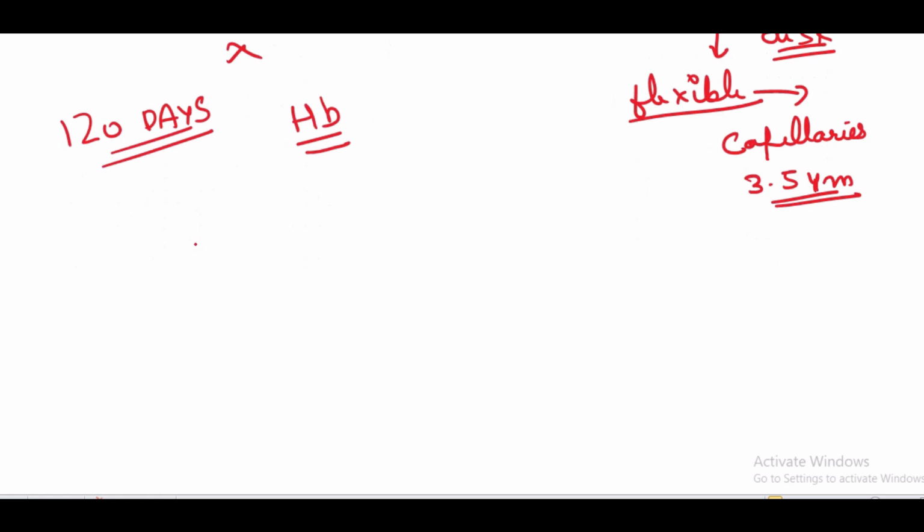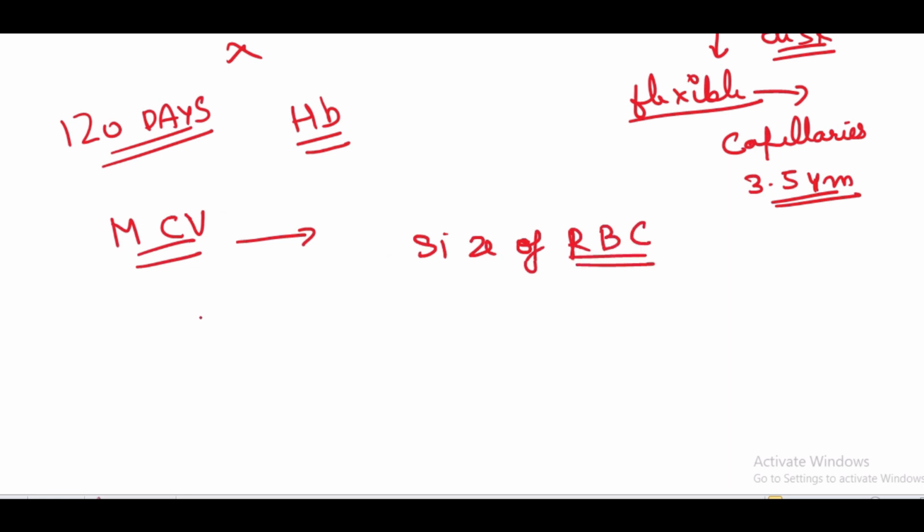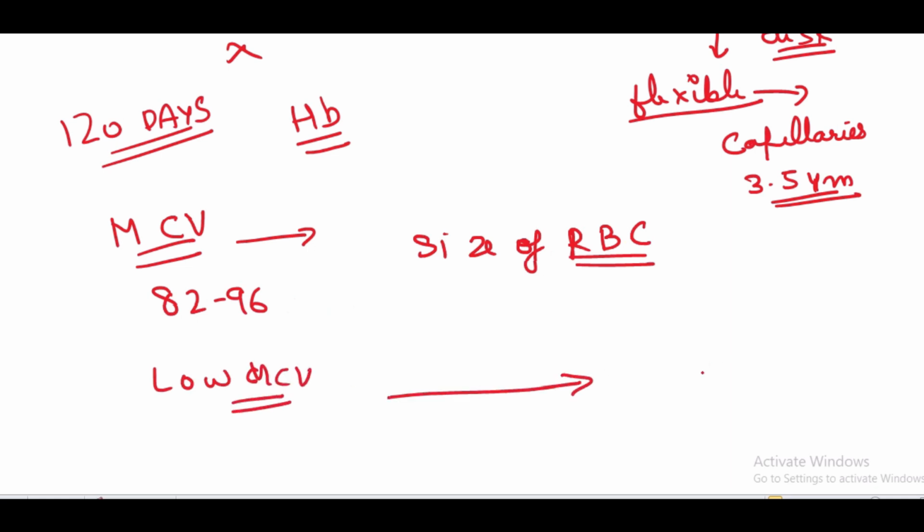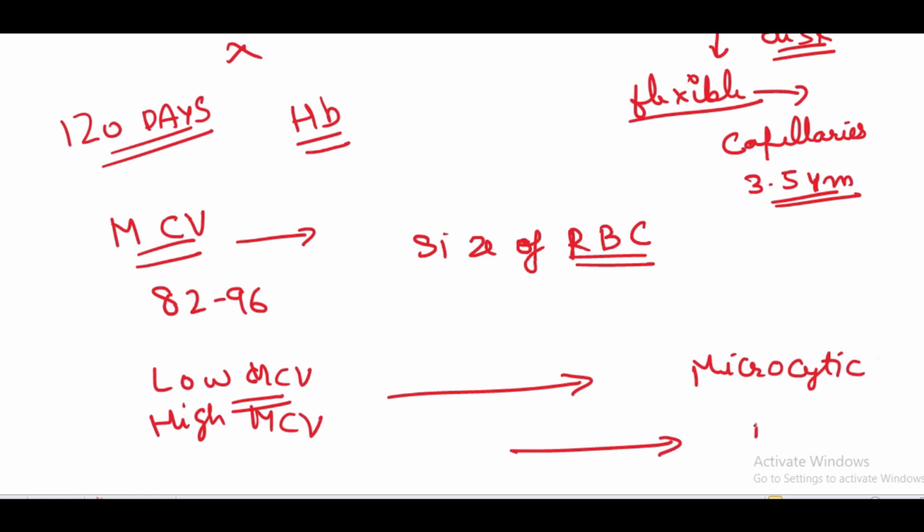Now let us discuss some red cell indices. The first is the mean cell volume. What is that? The average size of a red blood cell. Its normal value is 82 to 96 cubic micrometer. Low MCV indicates that the red cells are usually smaller than normal, that is microcytic anemia, and high MCV indicates that the red cells are larger than usual. The term we use is macrocytic anemia.